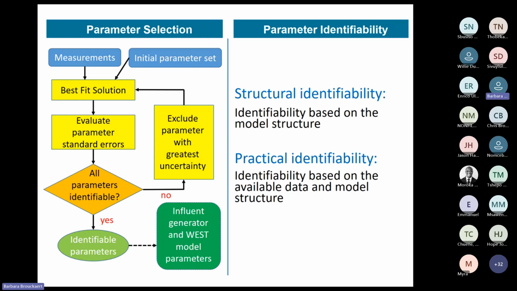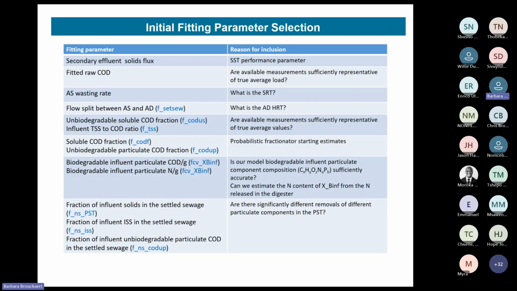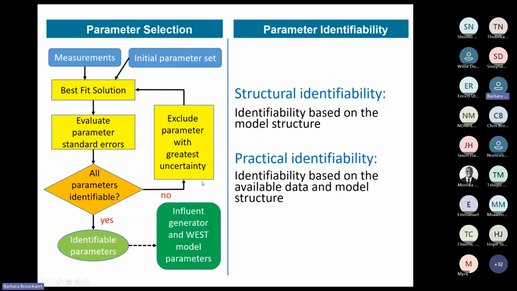Basically, this procedure would say, can we estimate the parameters using the simplified model and the data that we currently have available? This last step is why this was implemented in R and not in WEST. You can do parameter estimation in WEST, but you can't automate the parameter selection as we did here.